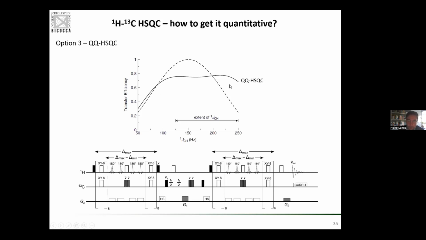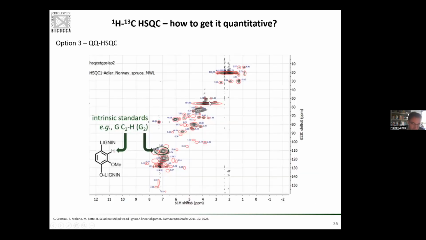So in the QK-HSQC, I eliminate that via a nicely thought pulse sequence, and I more or less flatten out this region. You see, it's not perfect, right? It's not a straight line, but it's at least much more homogeneous than this bell shape here that you see. Now, applying this method, I can get my spectra.